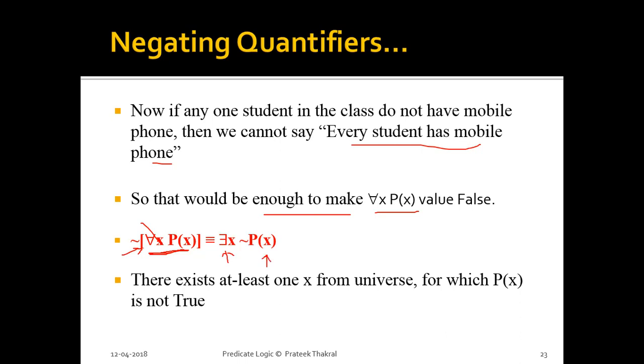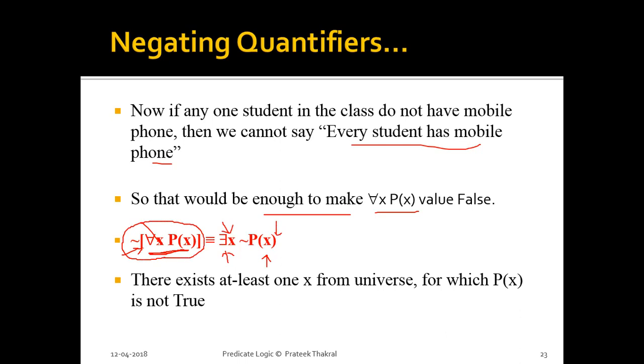Some students in the class do not have a mobile phone, and we know that "some" can be replaced by "at least one x". So in the entire class, if at least one student is not having a mobile phone, then definitely it will be the negation of the original sentence. It will be the negation of this particular statement.